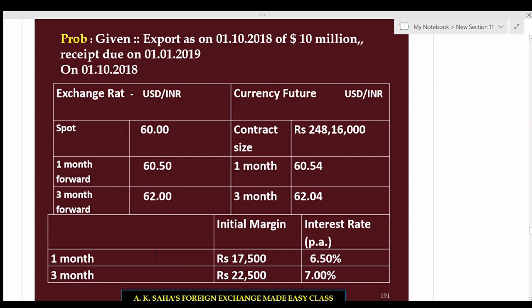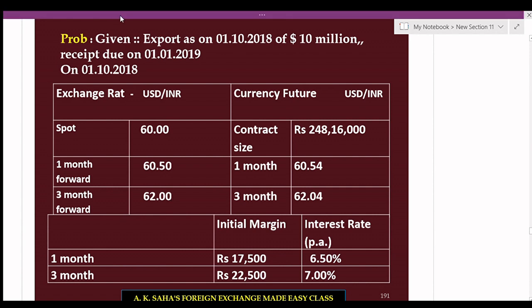Today is the 11th session. Last day I discussed arbitrage, the difference between forward contract and future contract, and solved two problems of future contract. Today it will be continued. Now, a problem of future contract.